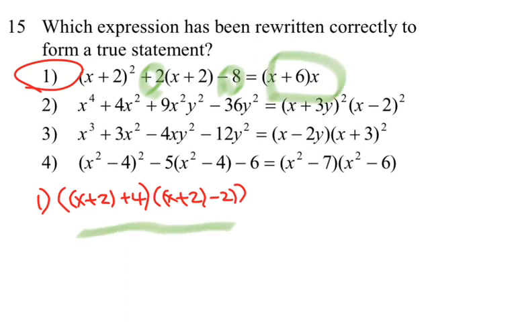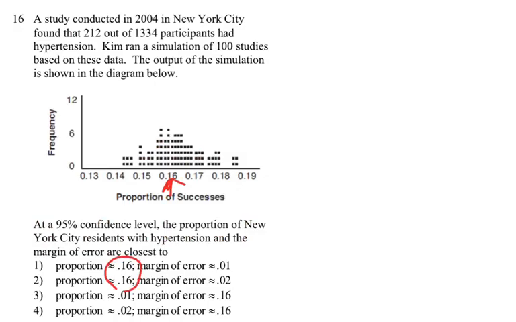So that's why choice 1 was the answer. All right, number 16. In this case, they want us to just approximate the proportion. So this is the simulation. And then you get to realize the proportion seems to be right in the middle somewhere, which is 0.16.